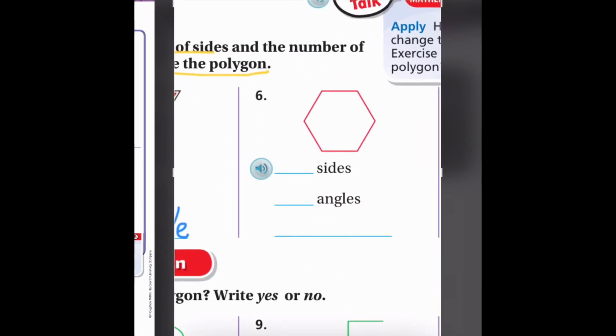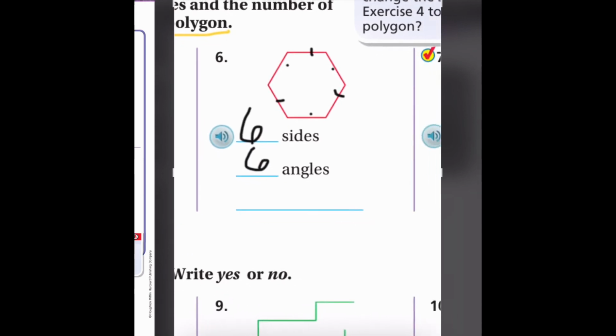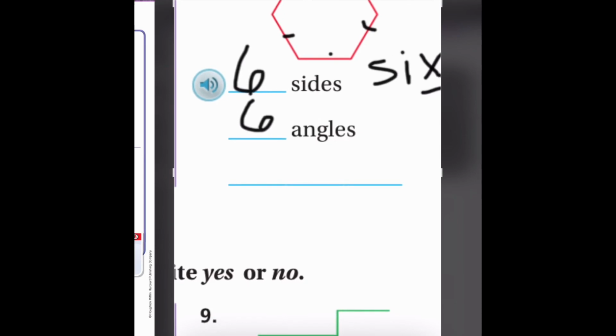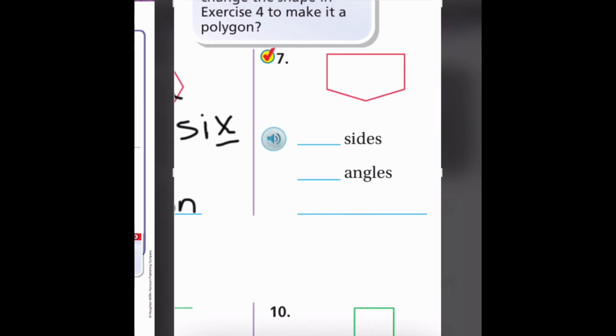Okay, this one. What I like to do when they have a lot of sides is I like to just mark each side. So there's 1, 2, 3, 4, 5, 6. It has 6 sides. If it has 6 sides, I know it has 6 angles. And the number 6 is spelled with an X. The only shape that we've covered so far that has an X is called a hexagon.